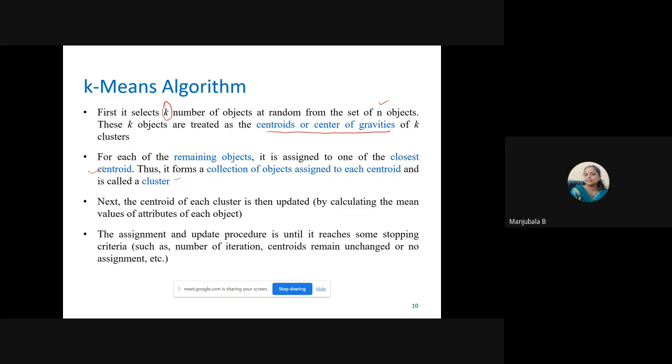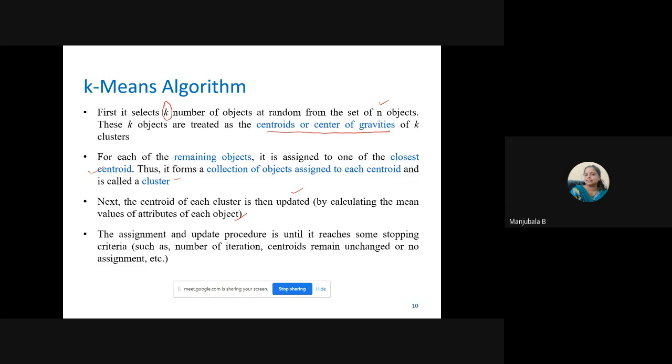Once the new objects are assigned to a cluster, the centroid of the cluster will change. So next, the centroid of each cluster is updated. You have to calculate the mean values of the attributes of each object present in each cluster. Then again, you follow the same procedure until the termination criteria is reached.